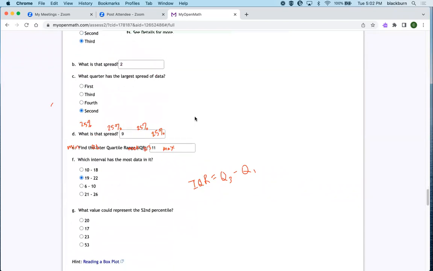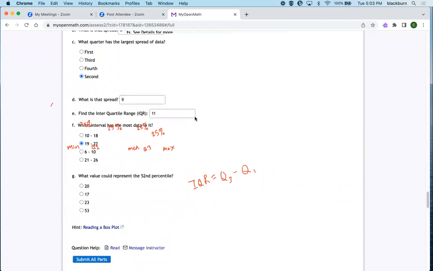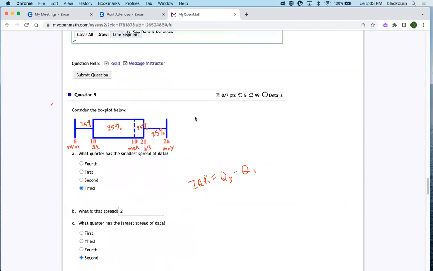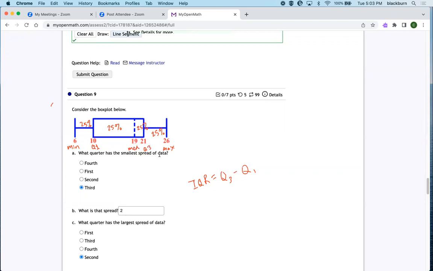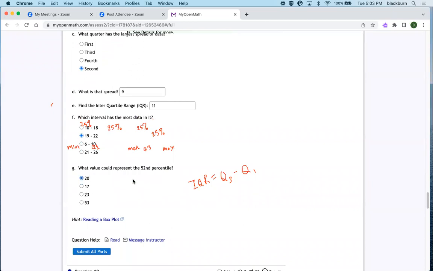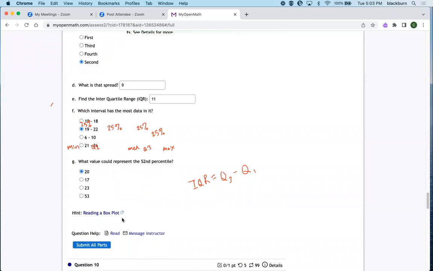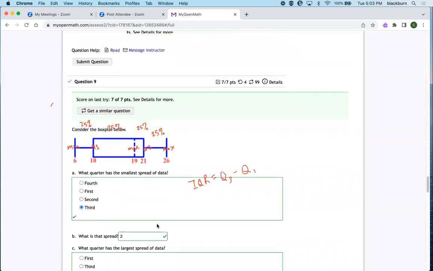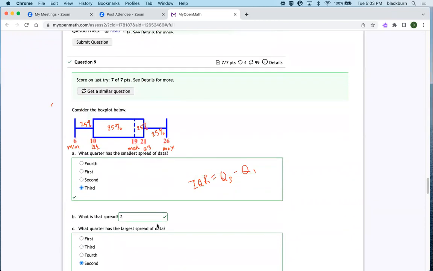And what value could represent the 52nd percentile? So the 50th percentile is going to be 19. So 52nd has to be somewhere between 19 and 21. So then we can go down and just select that number. That's probably 20 then. That's 19 to 21. So submit all parts. Hey, we got it all right. Wow, that one's worth 7 points.